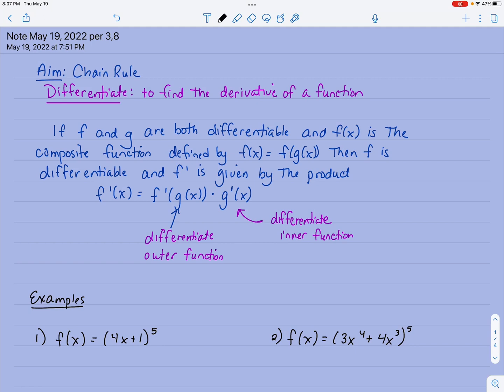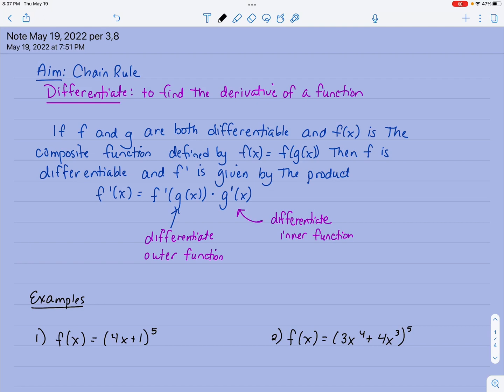And the definition of it has the word differentiate in it, and I realized we never used that word. So differentiating in math is just finding the derivative of a function. So when you hear that word, if something's differentiable, it means you can find the derivative. If you're told to differentiate, you're just finding the derivative.